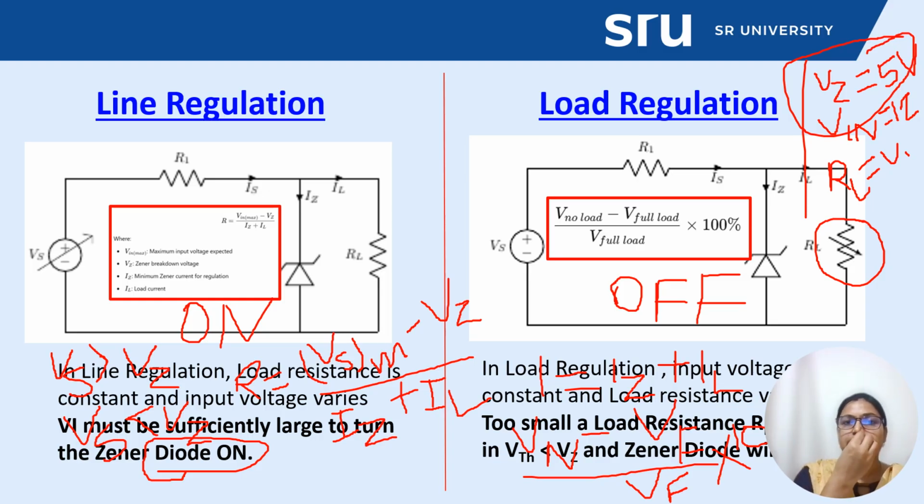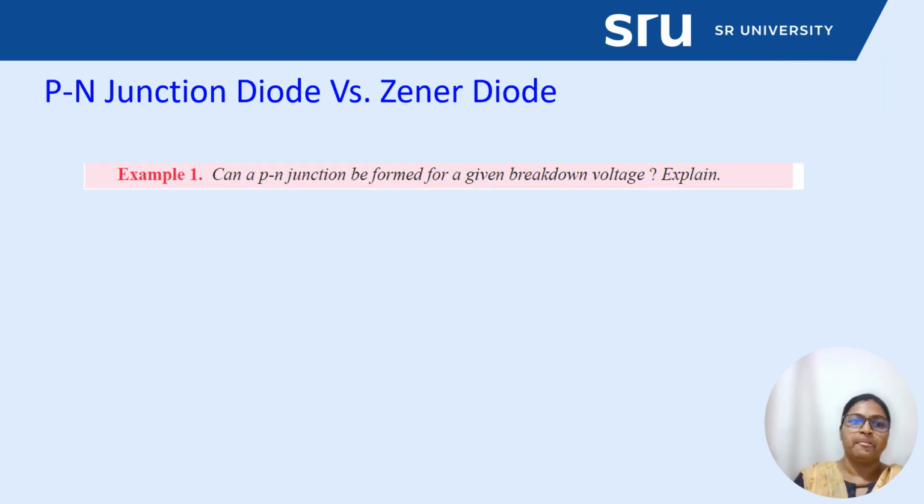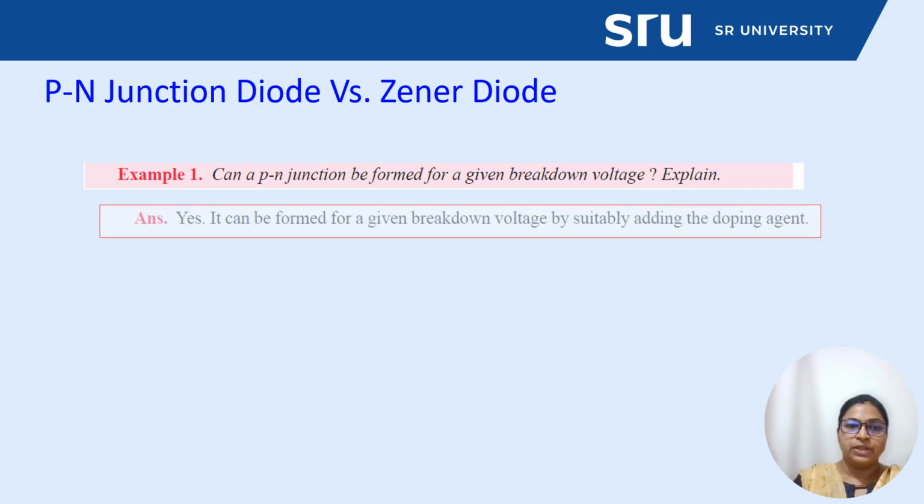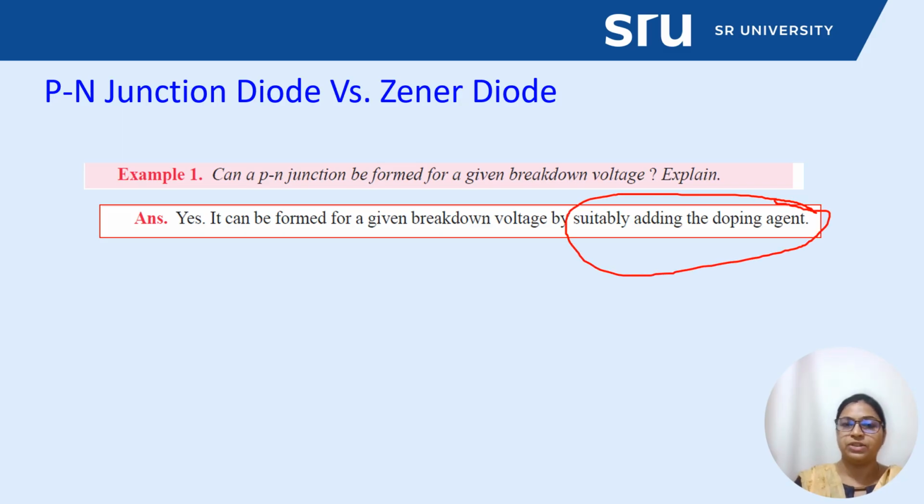Now let's see the difference between a Zener diode and a PN junction diode. A simple question: can a PN junction be formed for a given breakdown voltage? Yes, it is possible to form the PN junction for a given breakdown voltage by choosing the doping, by suitably adding the doping agent. This is a very crucial and unique point for the Zener diode.